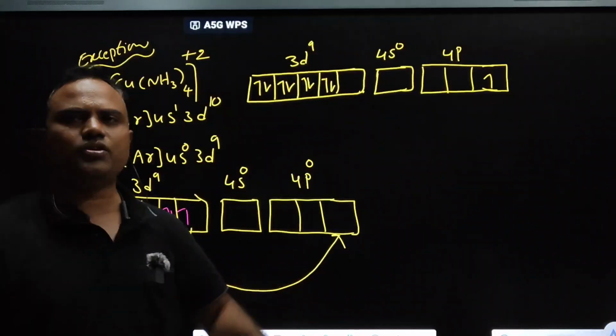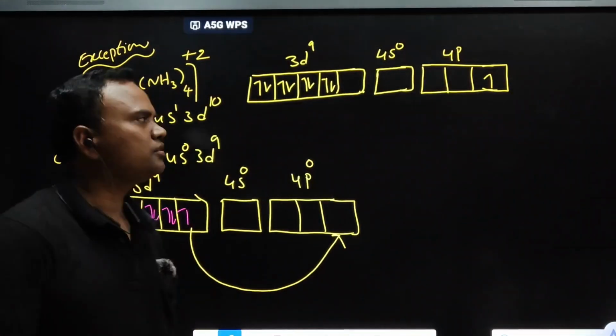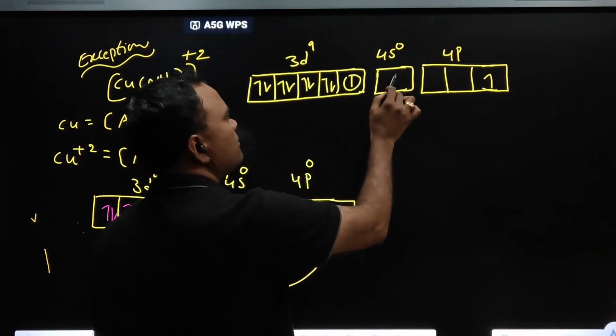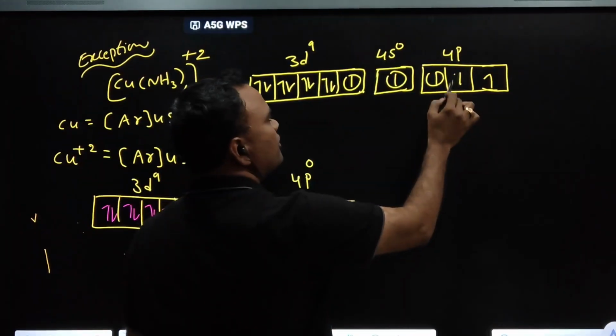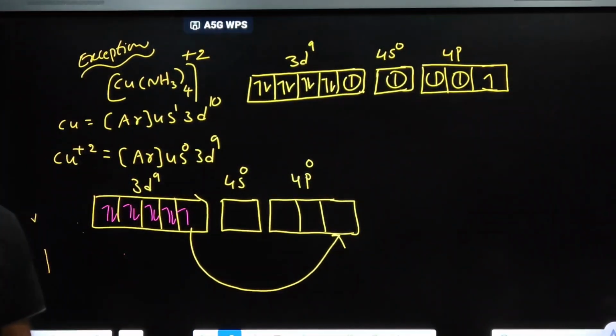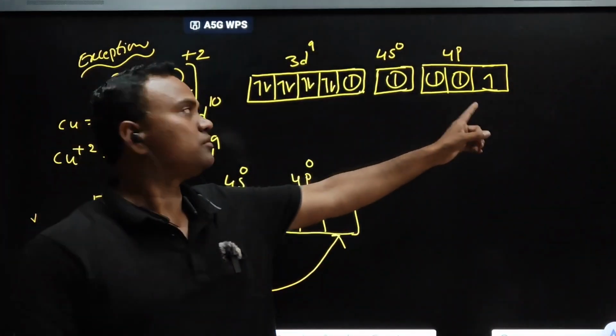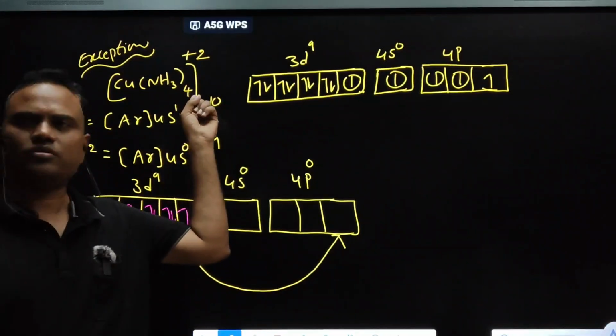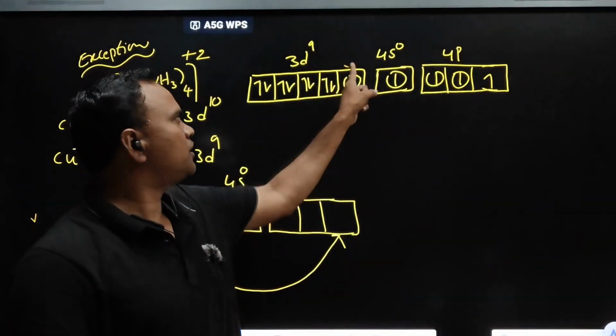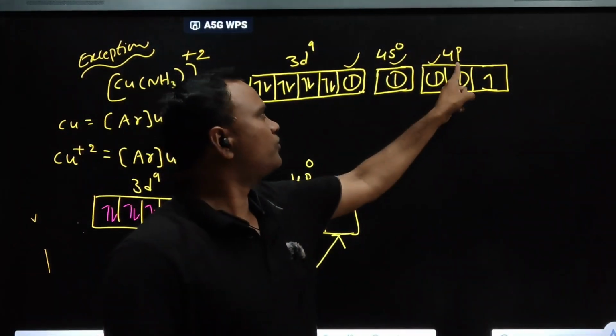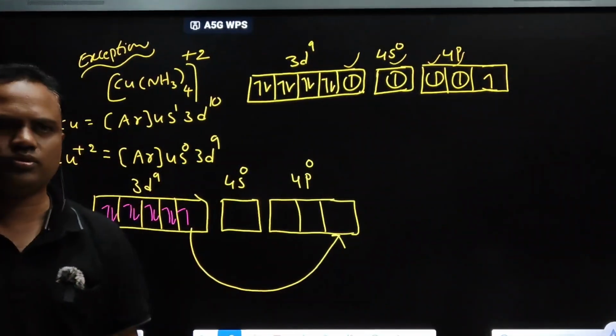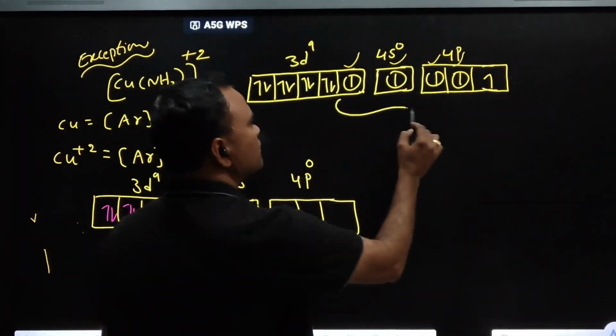First of all, write the hybridization. What is the hybridization here? One d orbital, s orbital, and how many p orbitals do we take? 2 only. What is the coordination number? 4. So 1, 2, 3, 4. Don't take the last one. So write the hybridization.